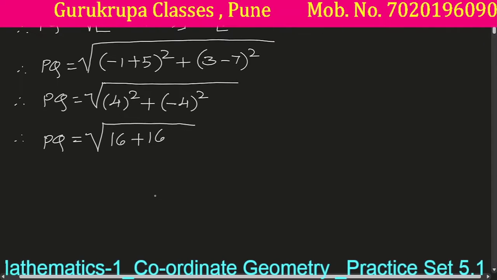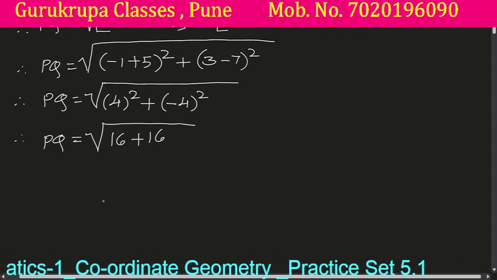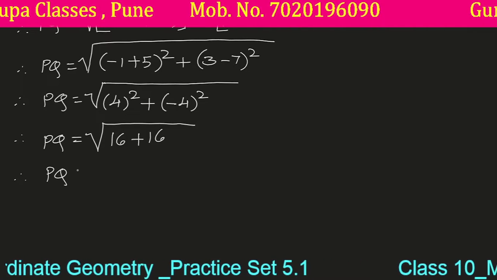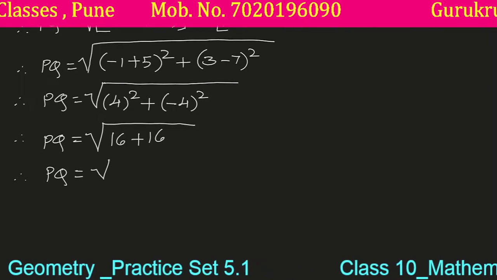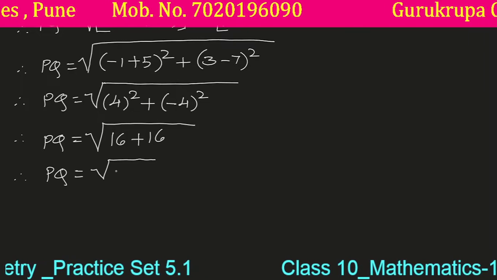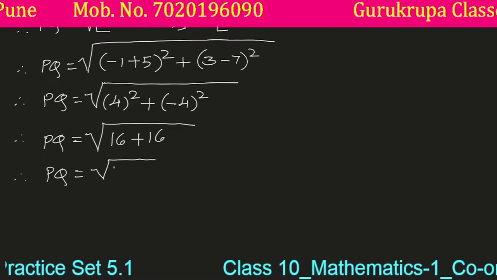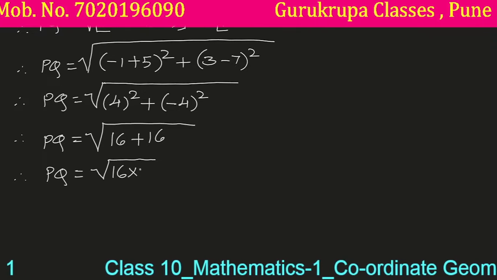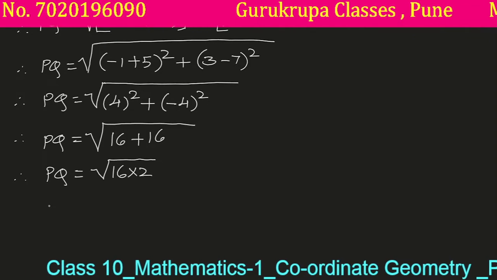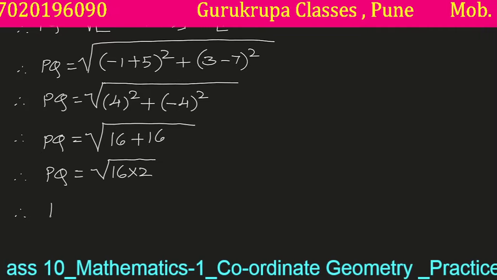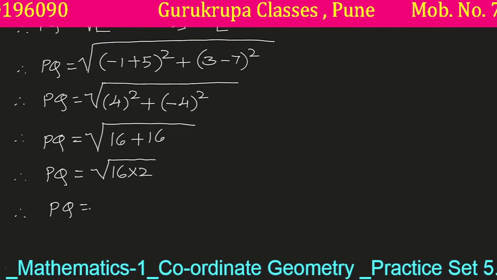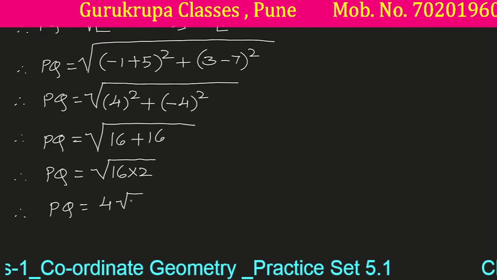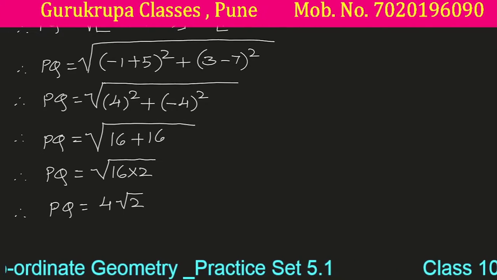Okay, the square of positive 4 is 16, and the square of negative 4 is also 16. So here, how many times do we get 16? 2 times. So 16 into 2, or 2 times 16, we can write down. Therefore PQ is equal to the square root of 16, which is 4, and the square root of 2, which is root 2.